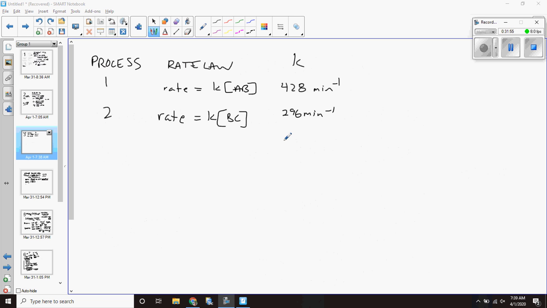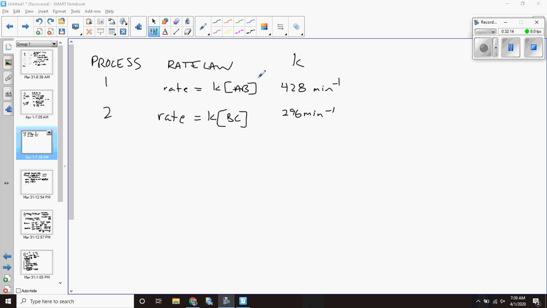Here's a problem that was given in the handout. It asks which of the following processes has the shorter half-life. Justify your answer. Make sure you have a couple things straight first. Are these processes first-order reactions? Does the rate law represent a first-order reaction? And the answer is yes.